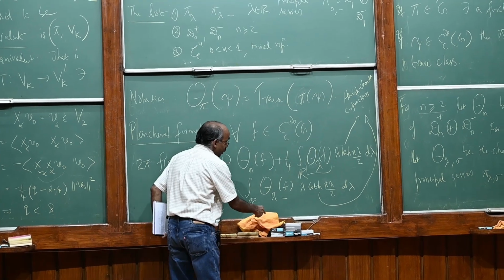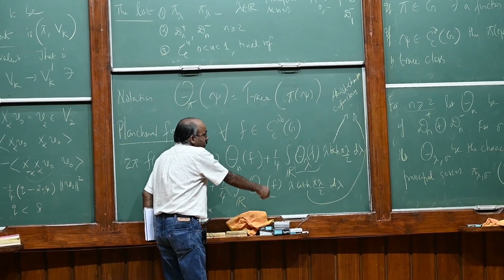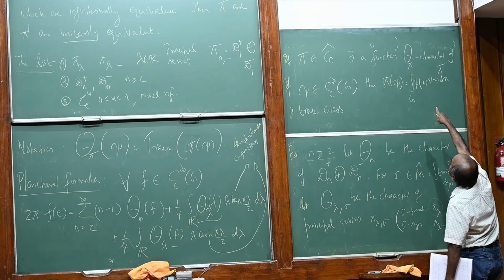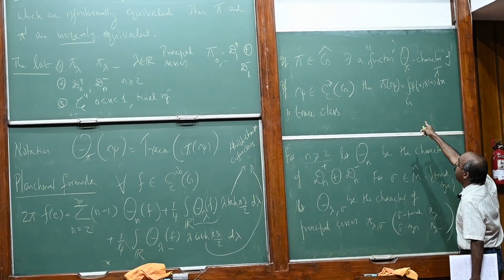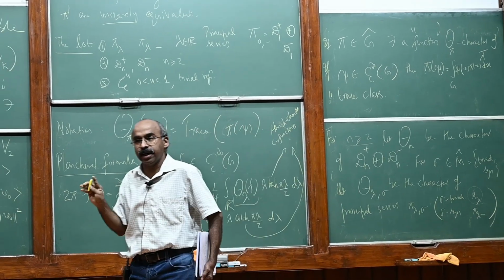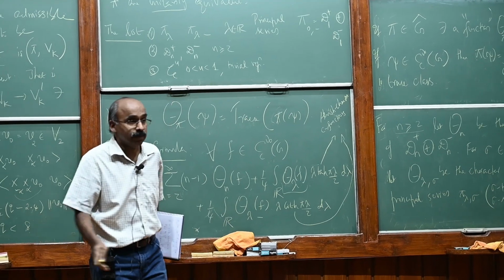But one knows the characters, so I should tell you that as well. Theta pi is the character of pi. These are functions which are explicitly computed. You can write down what they are.